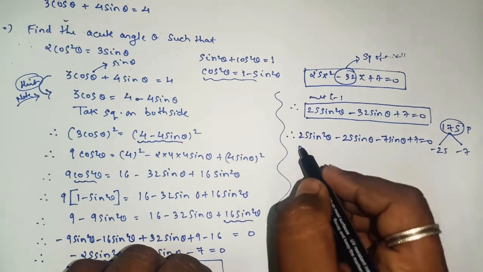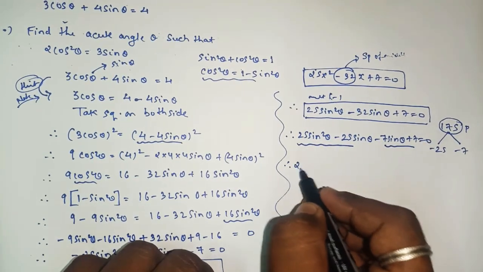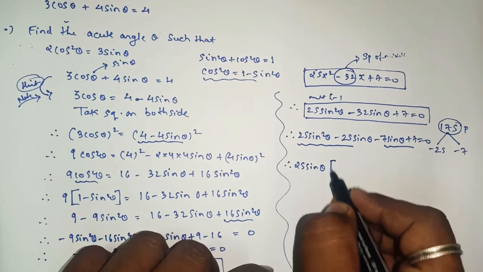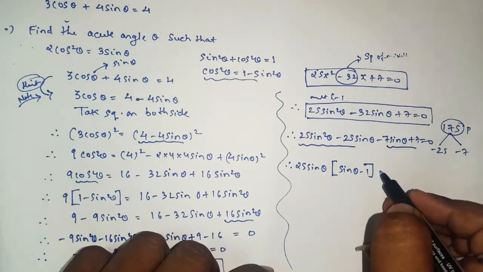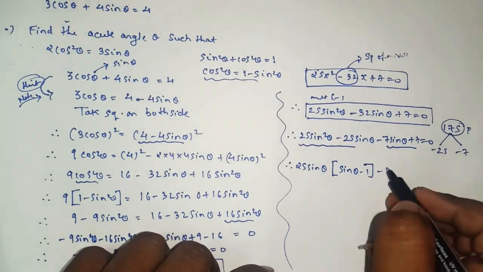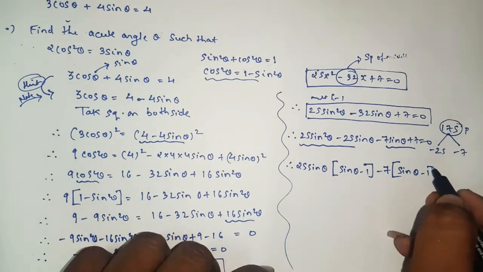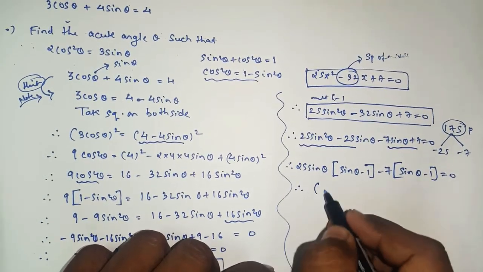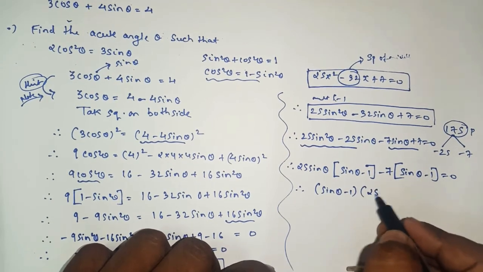After this, clearly we can see that here 25 sine theta is common, so inside the bracket you will get sine theta minus 1. And here also we can see that 7 is common, so inside the bracket you will get sine theta minus 1. Here we have sine theta minus 1 two times, so we'll write sine theta minus 1 one time and the remaining part.